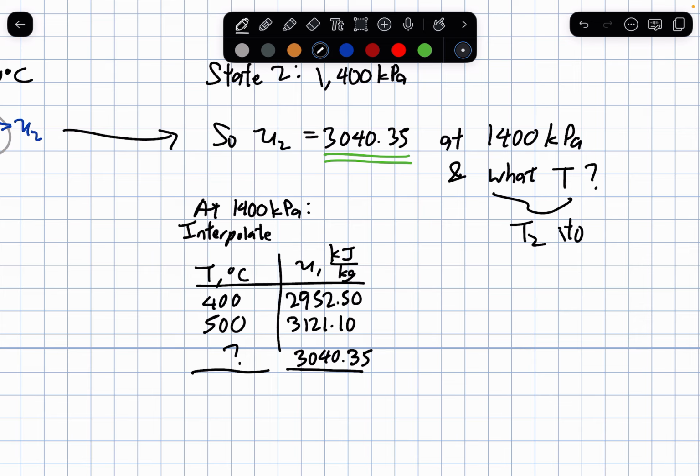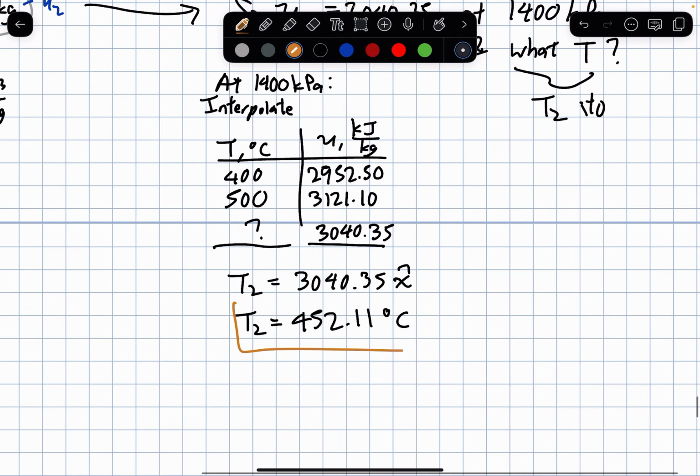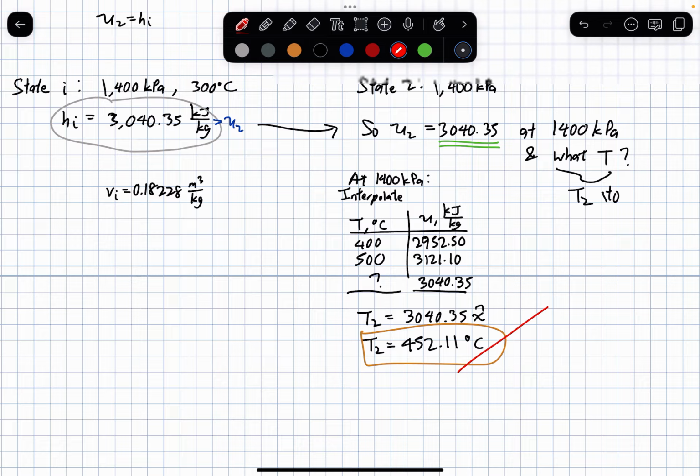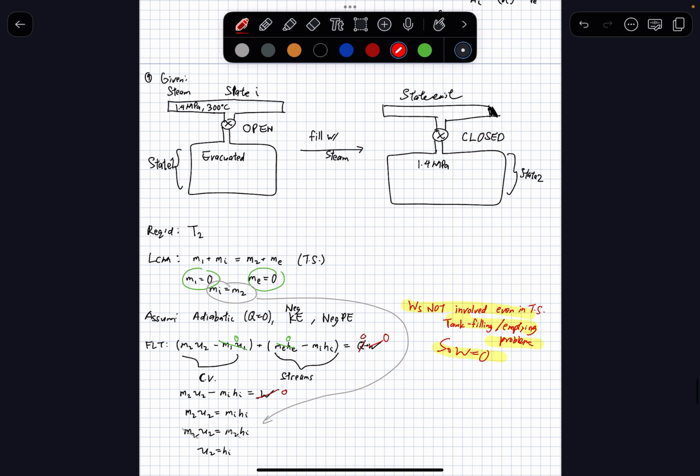Then go to regression, go to x, and then 3040.35. Okay, so T2 is equal to 3040.35 x hat, 452.11 degrees Celsius. That is the final temperature. We were able to solve number 9. Okay?